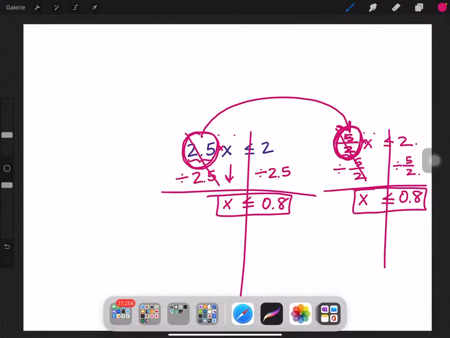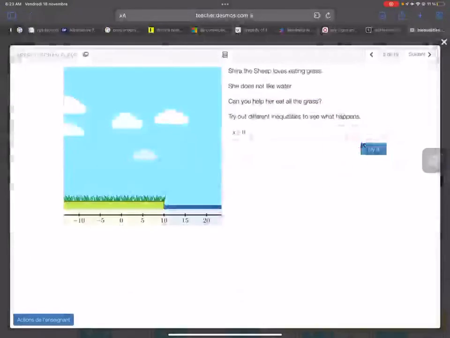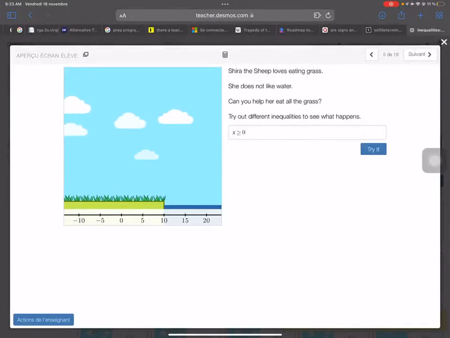All right, we are going to be looking at some Desmos today. If you go into Desmos, this is called Shira the Sheep, Friday Inequalities. This is Shira the sheep. We're going to see her in a second. She loves to eat grass, but she doesn't like water. And you'll see there's water on the right-hand side. So we're going to try and help her eat all the grass.